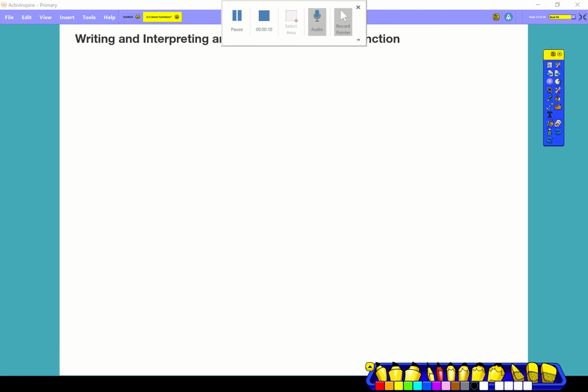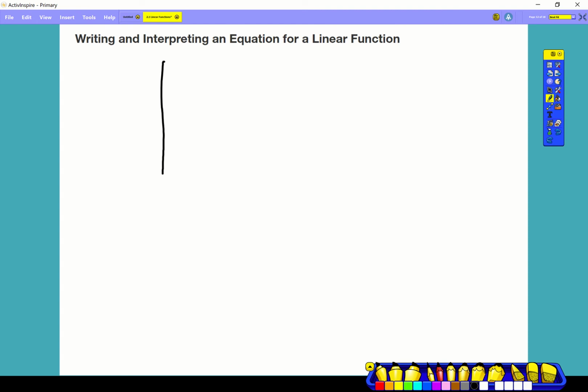Linear functions. This is video 2. So, writing and interpreting an equation for a linear function. There's one thing that's good to know how to do, and that is writing one.